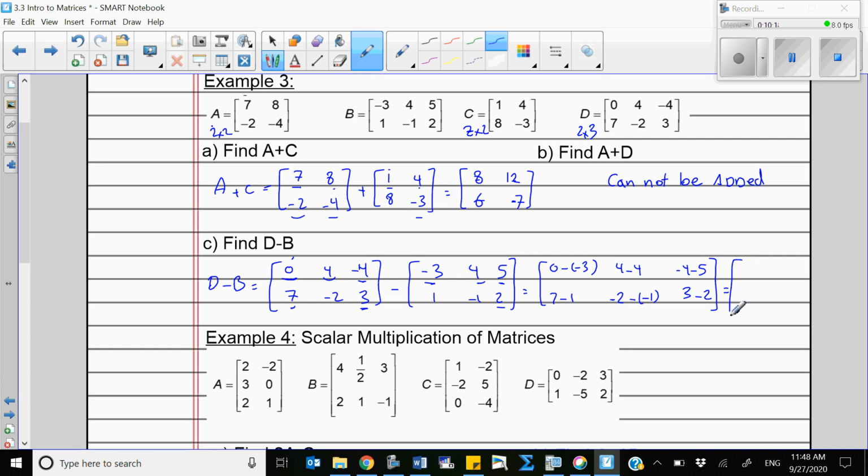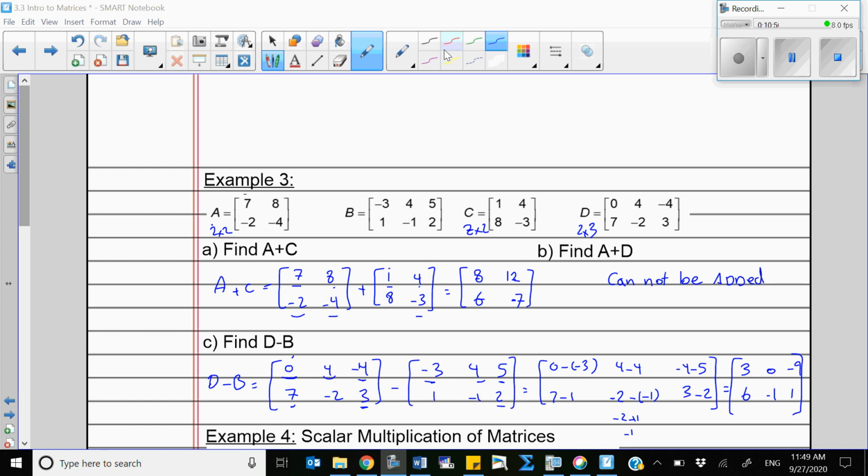Now I can evaluate them. 0 minus negative 3 is plus 3. 4 minus 4, 0. Negative 4 minus 5, negative 9. 7 minus 1 is 6. Negative 2 minus negative 1 is negative 2 plus 1, which is negative 1. And 3 minus 2 is 1. And that's my answer.